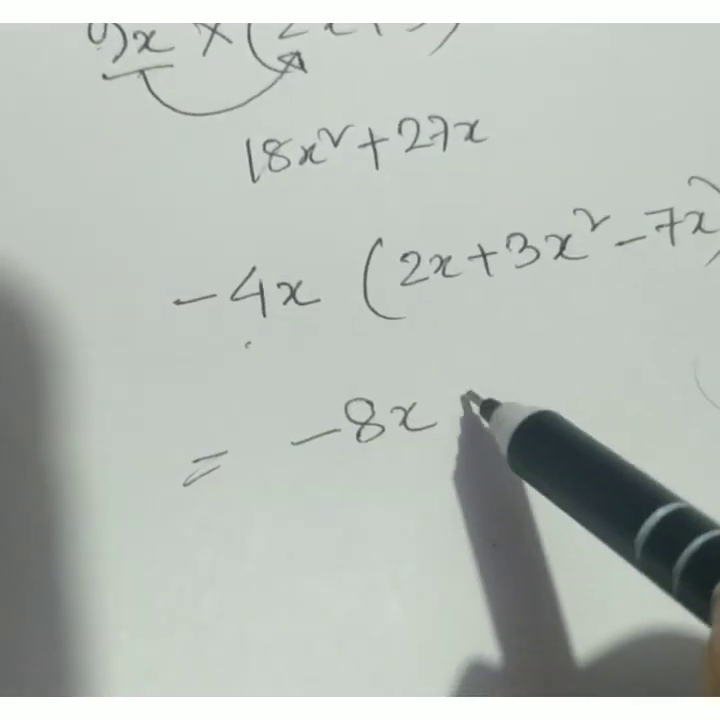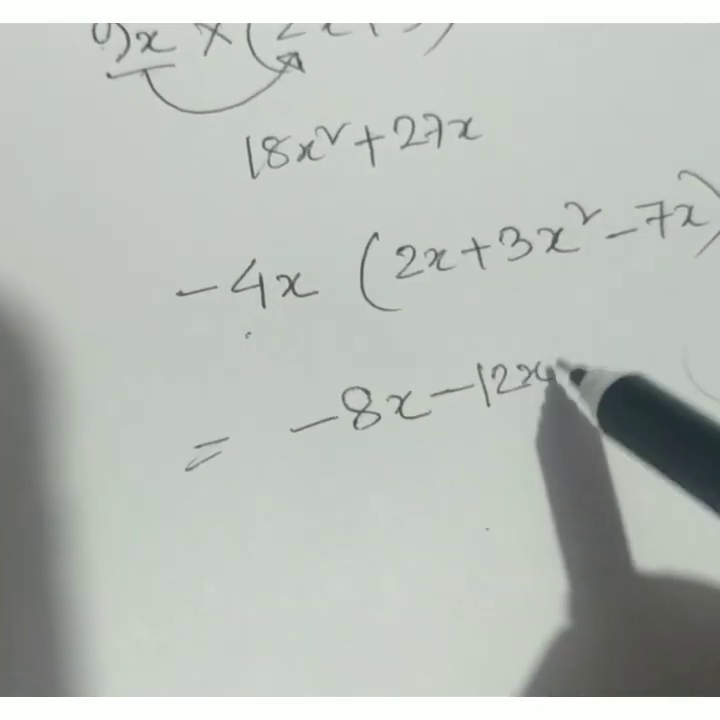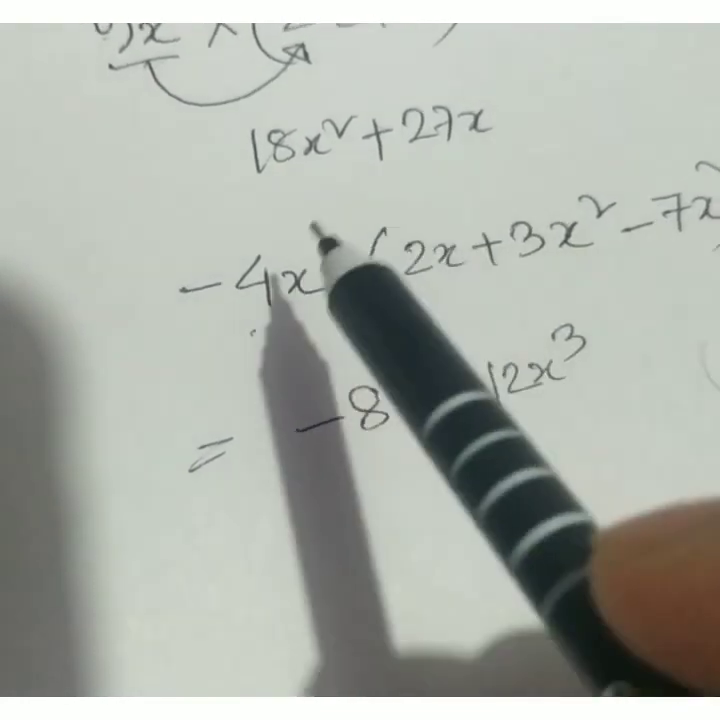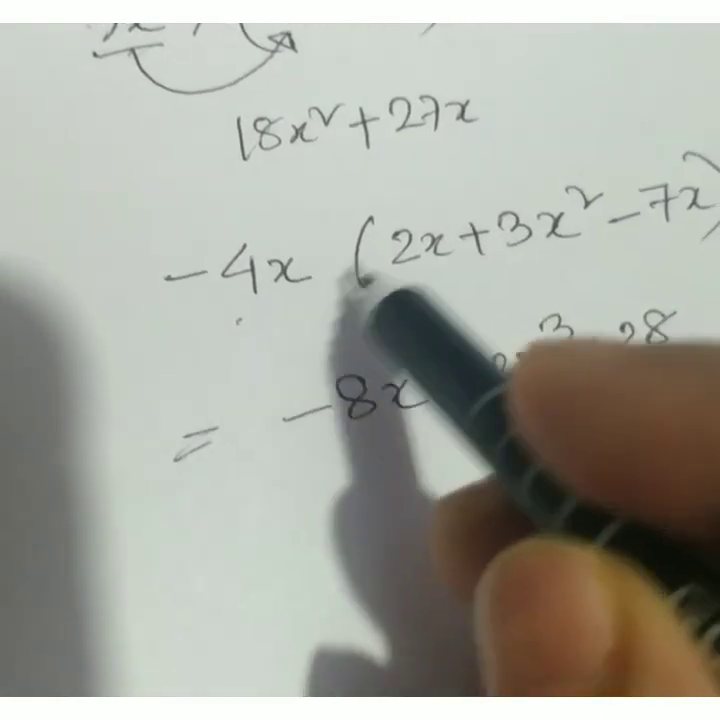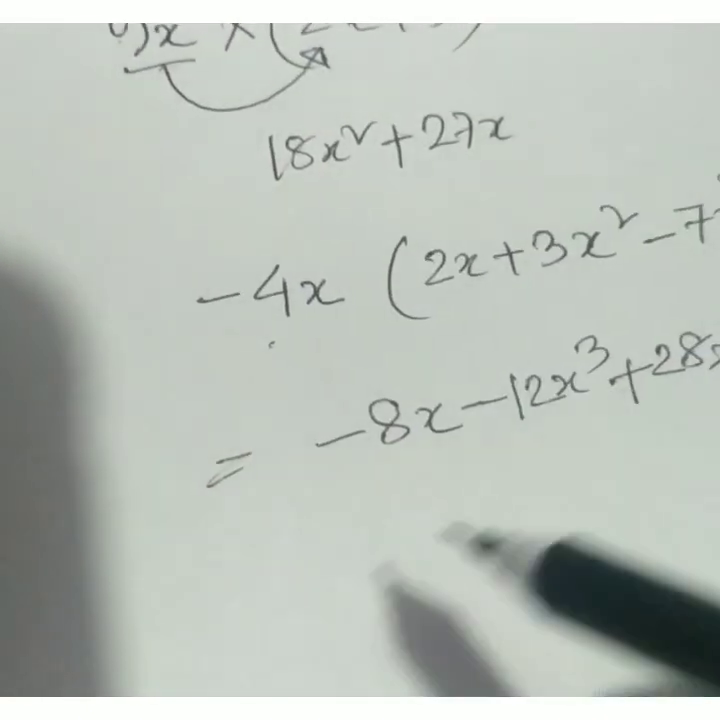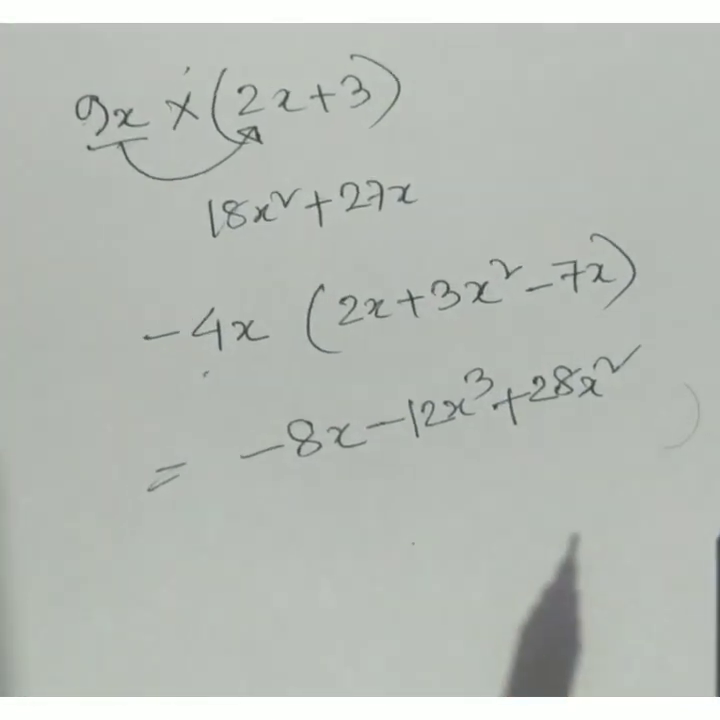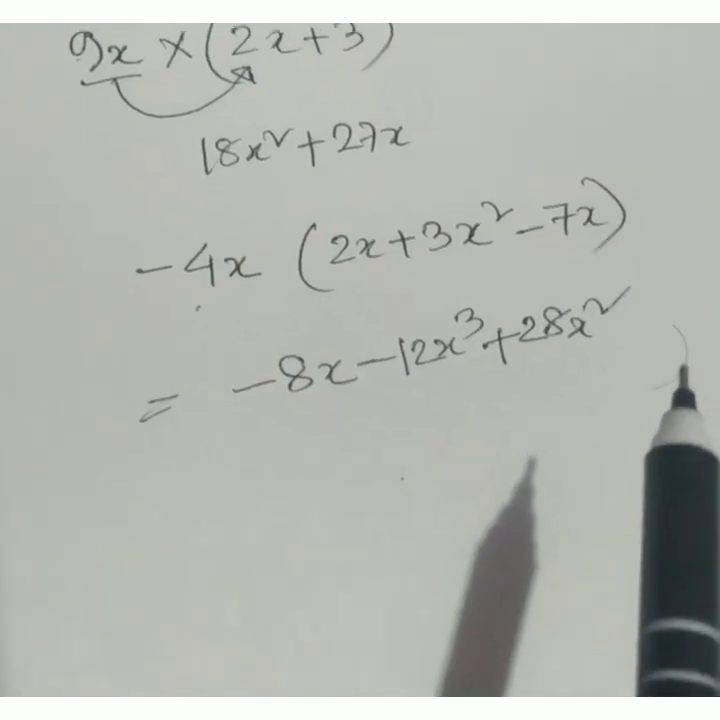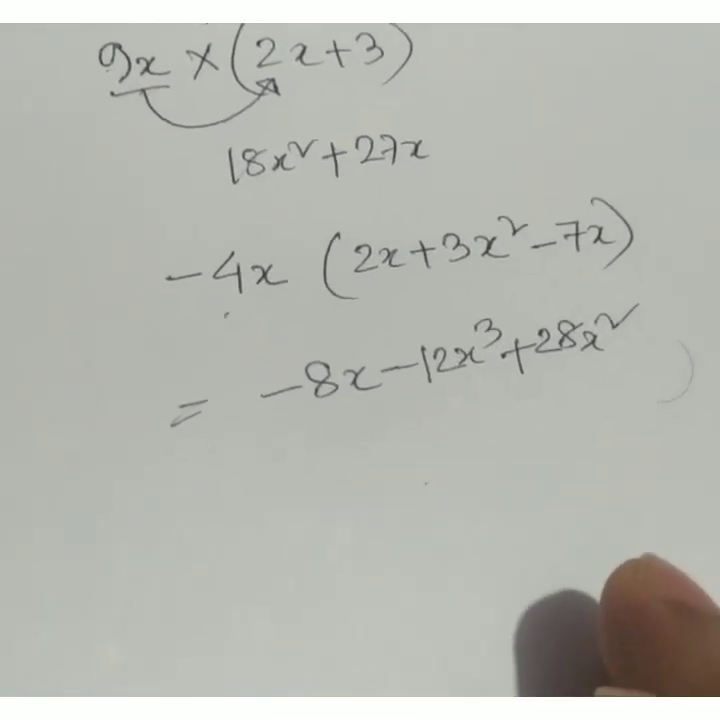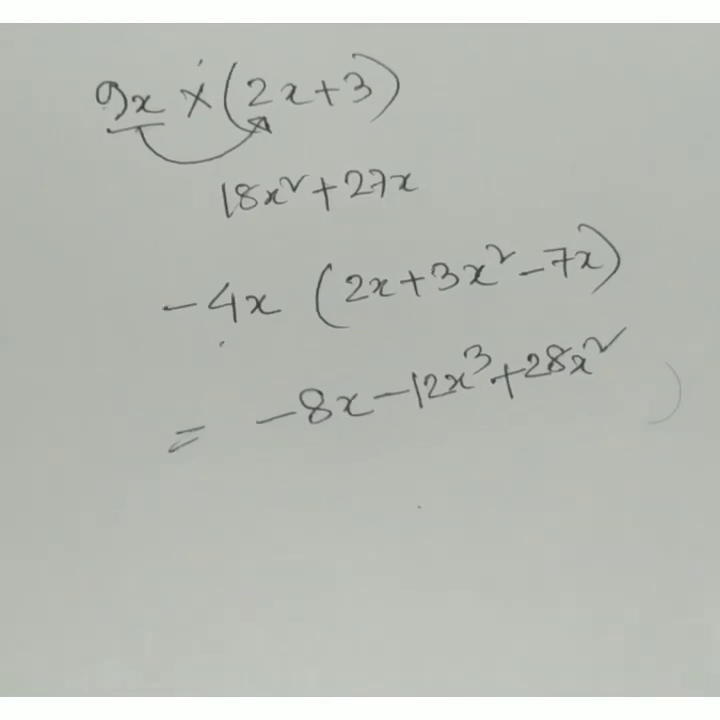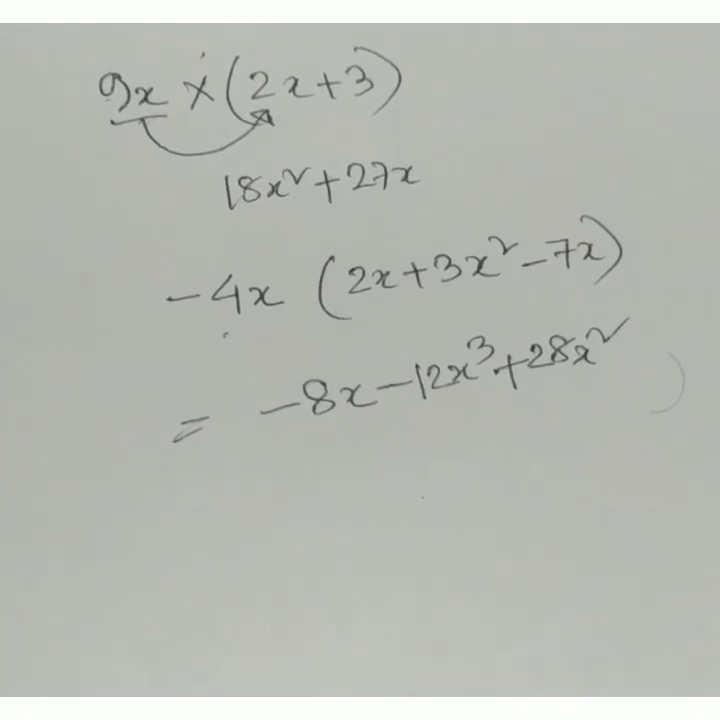So minus into plus is minus, 4 into 3 is 12, x into x square is x cube. Similarly for the second term as well, minus into minus is plus, 4 into 7 is 28, x into x is x square. Right, this is how we usually multiply. While doing division, we need to be very careful about how to divide. We need to be aware of every sign as well. We are not just dividing numbers over here, we are dividing variables, numbers and signs.